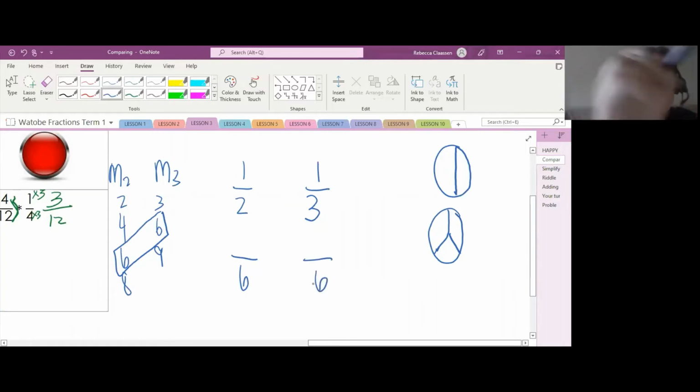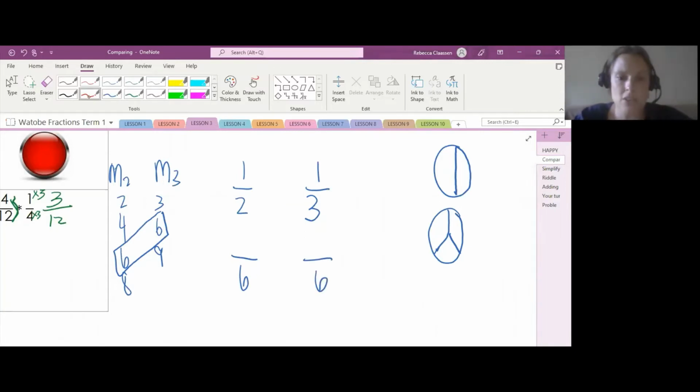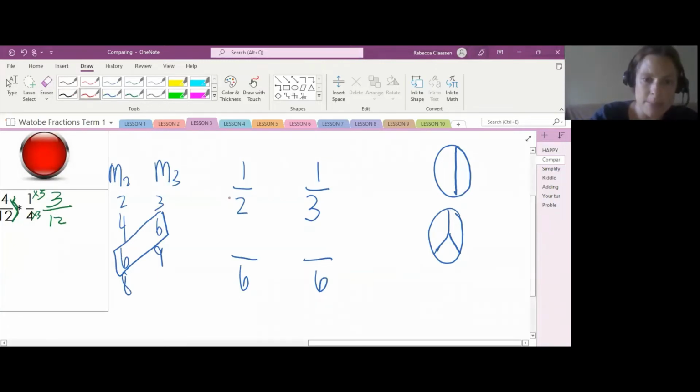All right. Now we have to ask ourselves, what did we times our 2 by? So this guy, what did we times him by to turn him into 6? Well, we multiplied it by 3. And the golden rule, yep, that's right: what I do to the bottom, I have to do to the top. So I multiply the top by 3. And 3 times 1 is 3. And so a half is the same as 3/6.